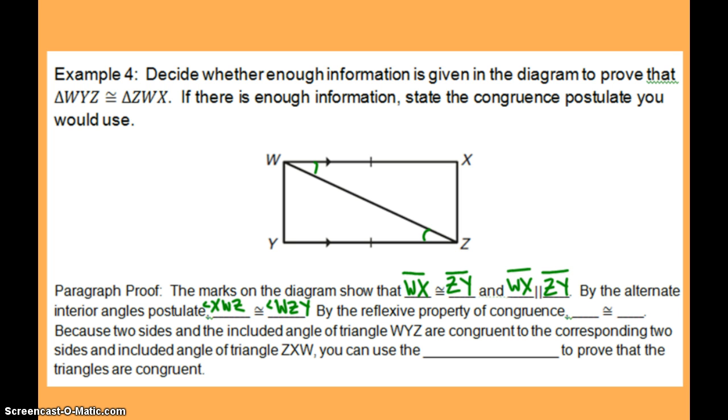WZY. Alright, so by the reflexive property of congruence, remember the reflexive property says I am equal to myself, then WZ is congruent to WZ. Notice I have side angle side and then side angle side. So the two triangles must be congruent by the side angle side congruence postulate.